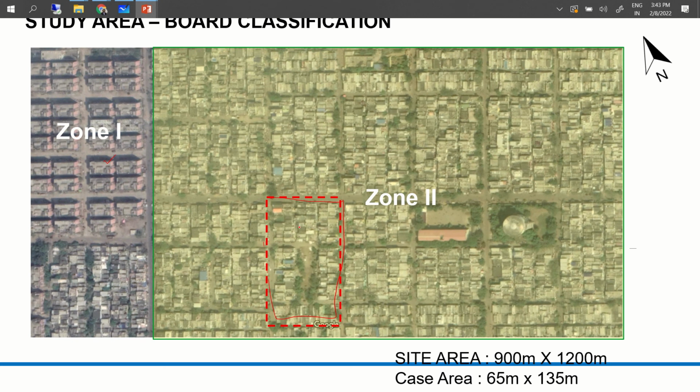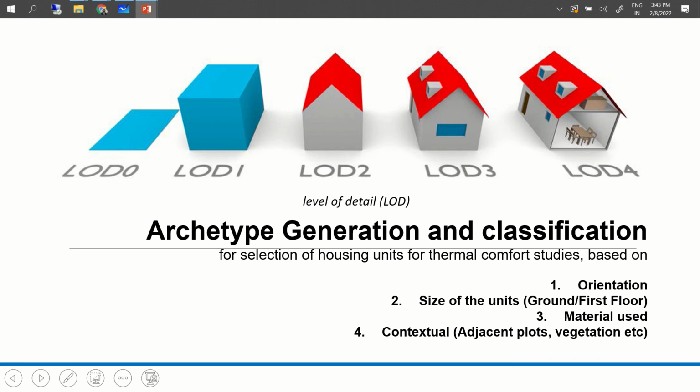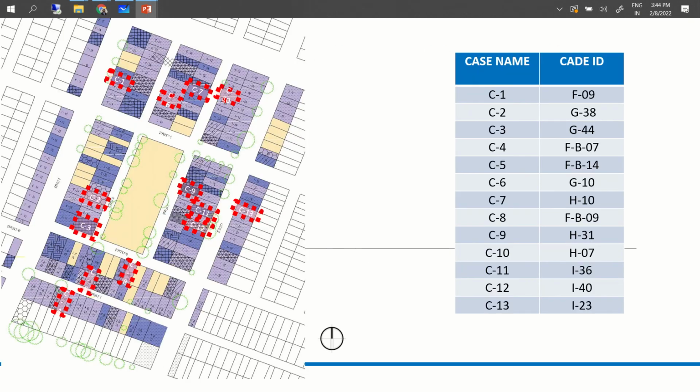This is low-rise individual units, and these are apartments. So, like I said, we adapted this archetype technique here. For some we used LOD1, and for some we used LOD4 also. I'll show you how we did that.